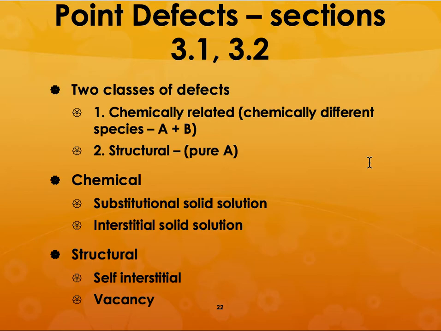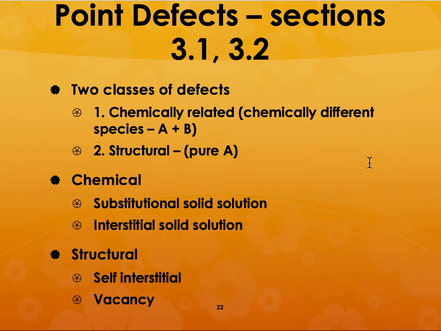So now let us go to the discussion about point defects. These are in sections 3.1 and 3.2, from chapter 3. If you look at that, you will see that there are 2 classes of defects. One is where you have chemically related defects, where you have 2 chemically different species, A and B. And the next one is structural defects, where you have the same pure material.